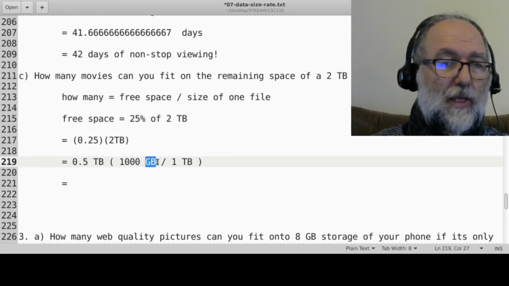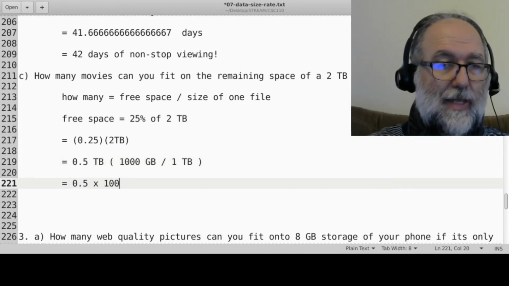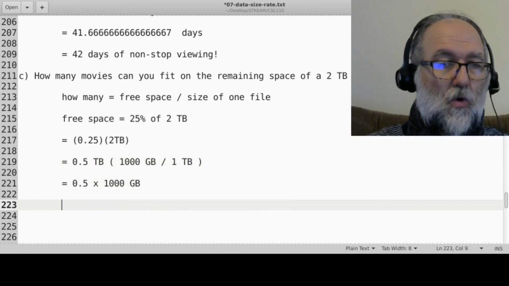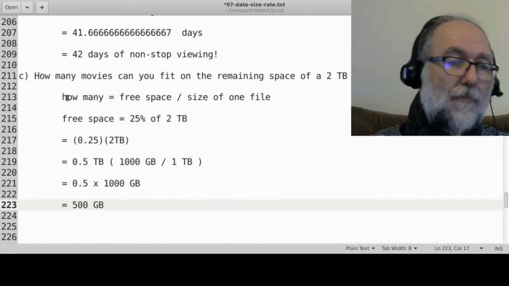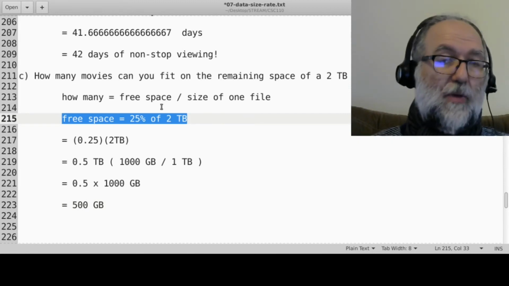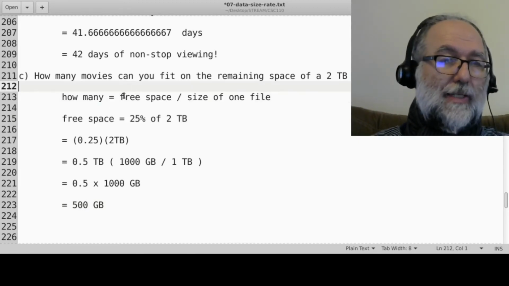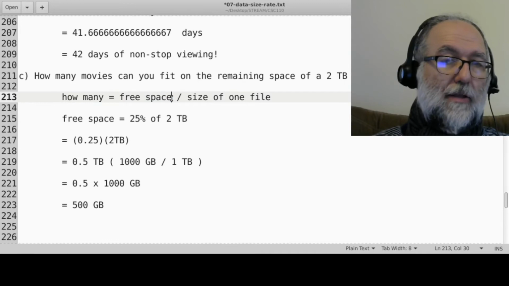We'll be left with gigabyte, and so you'll have the numbers, which is 0.5 times 1,000 gigabytes, or 500 gigabytes. That's how much free space you have. That doesn't answer the how many question, but at least that tells you the upper part, which is the free space.